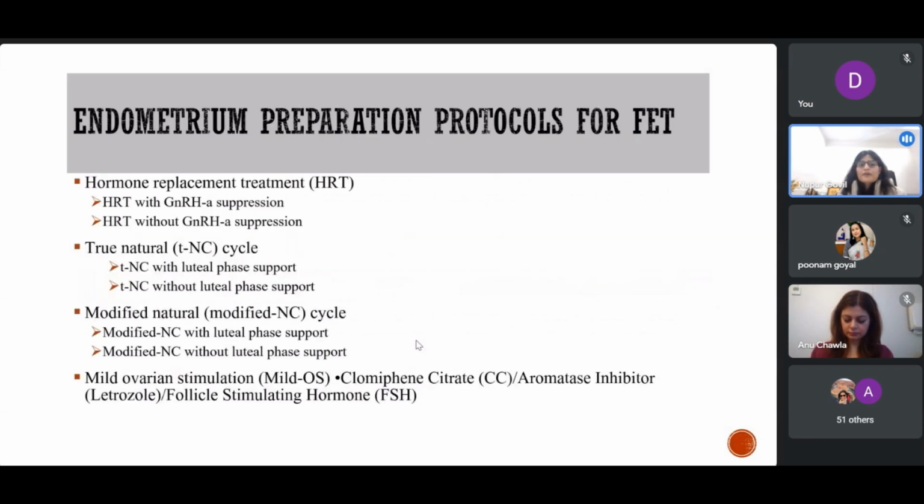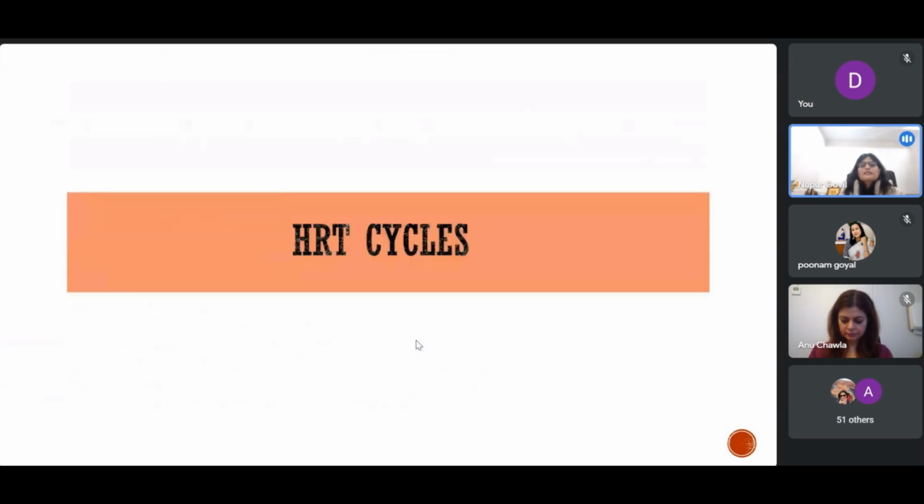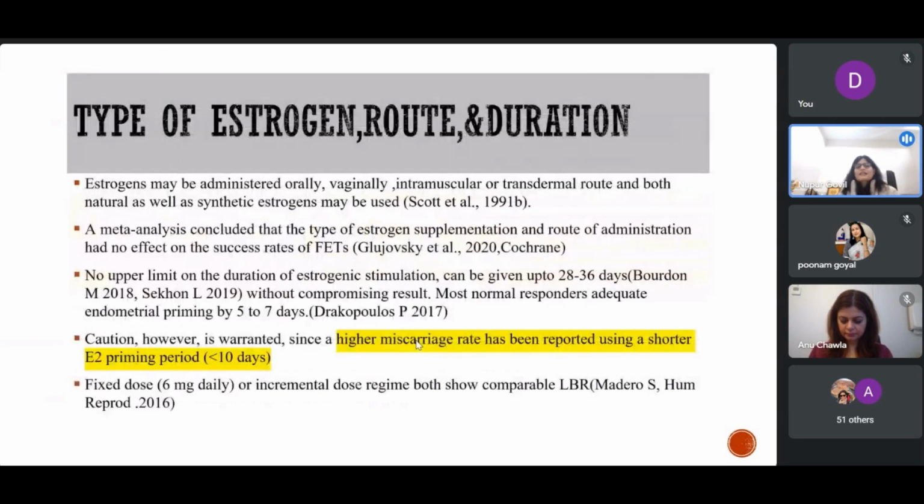Coming to endometrial preparation for FET, we usually go with hormone replacement treatment with or without GnRH agonist suppression, true natural cycle where we may or may not give luteal phase support, then modified natural cycle where we may give HCG support with or without luteal phase support, then mild stimulation. These are some of the methods. Coming to the HRT cycle, what does the evidence say about preparation of the endometrium?